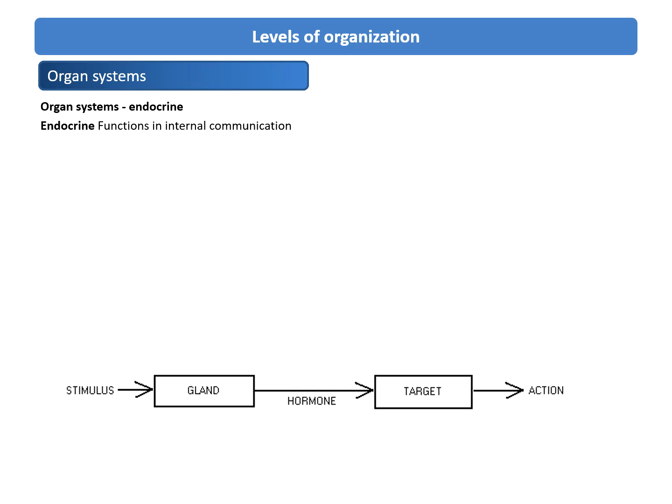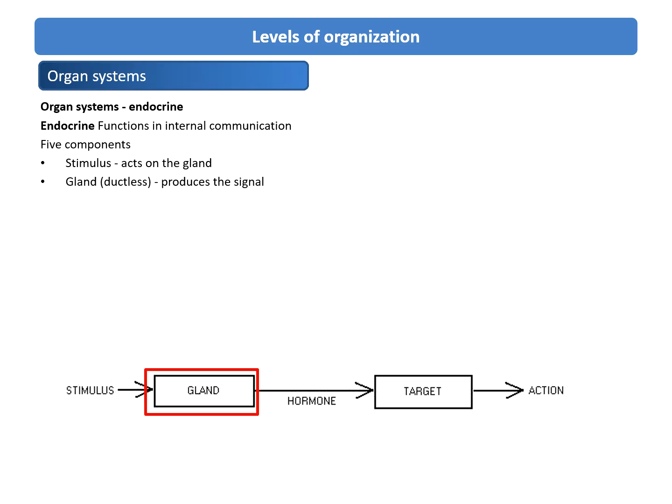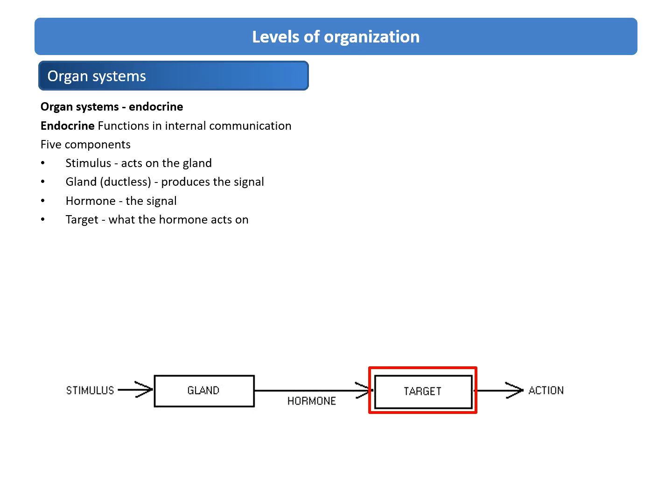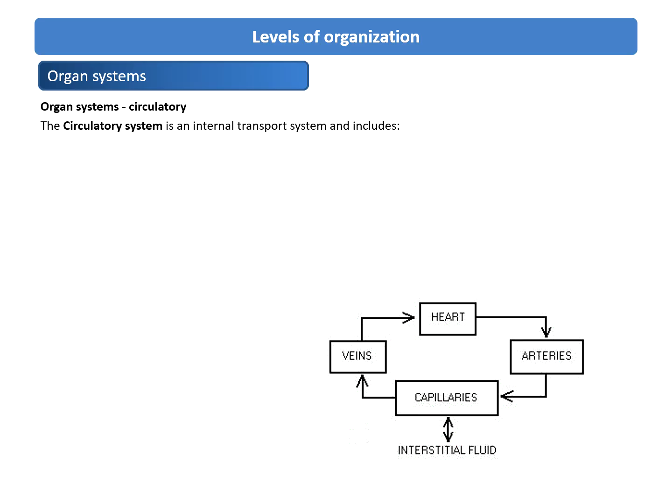The endocrine system functions in internal communication. It has 5 components: a stimulus that acts on a gland, the hormone, a signal molecule released from the gland that acts on a target. The target, in turn, does something, takes an action. We also need a little more background for the circulatory system. This is an internal transport system. We'll cover the details in Units 16, 17, 18, and 19.